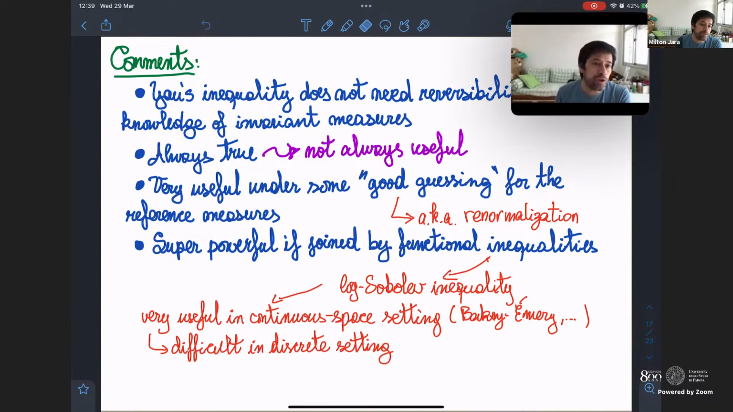Of course, log Sobolev inequalities are a very useful tool in the continuous space setting because of Bakry-Émery, for example, or other types of arguments. But in the discrete setting for finite state Markov chains it is more difficult, because log Sobolev inequalities are not so easy to prove in the discrete setting. Okay, so the discrete setting is too sensitive to rare events, and then you lose the log Sobolev inequality.